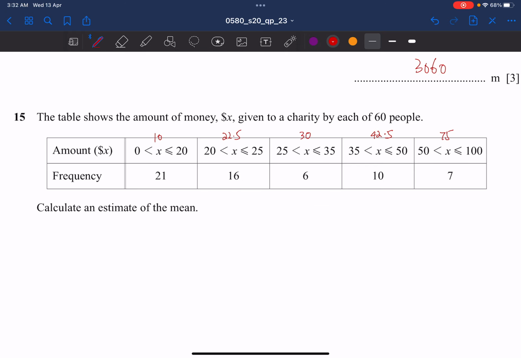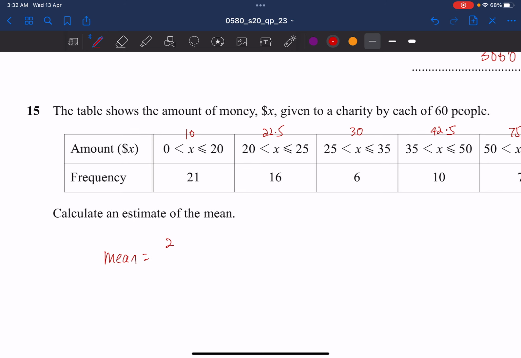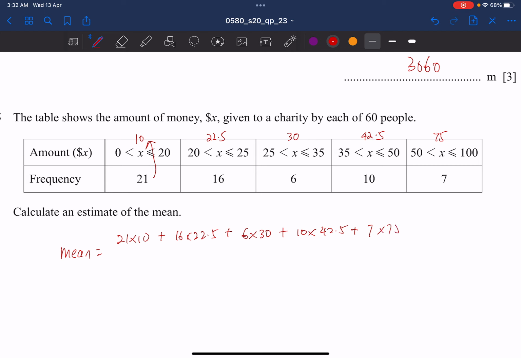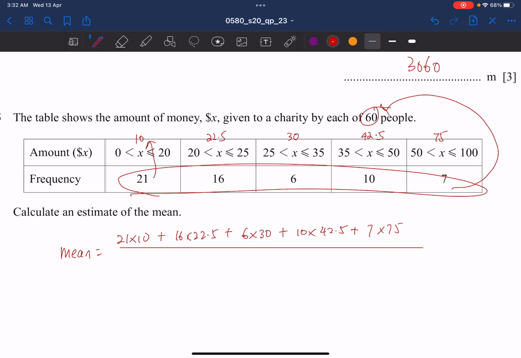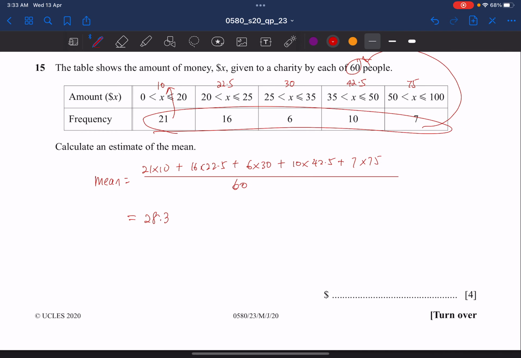Okay, so the mean, right? The mean will be summation fx: 21 times 10 plus 16 times 22.5 plus 6 times 30 plus 10 times 42.5 plus 7 times 75, divided by all these added up, which is 60, given by the question. So this will be 28.3, three significant figures. 28.3.